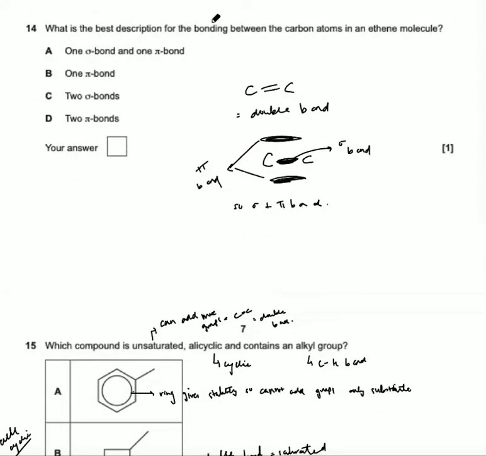What is the best description for bonding between the carbon atoms in an ethene molecule? Okay, so we have sigma and pi bond, 1 pi bond, 2 sigma bonds, and 2 pi bonds. Right, so an ethene will have a double carbon bond, and this is what a double carbon bond looks like. We have a sigma bond between the carbons and a pi bond above the carbon atoms. Therefore, the answer is A. It contains one sigma bond and 1 pi bond.